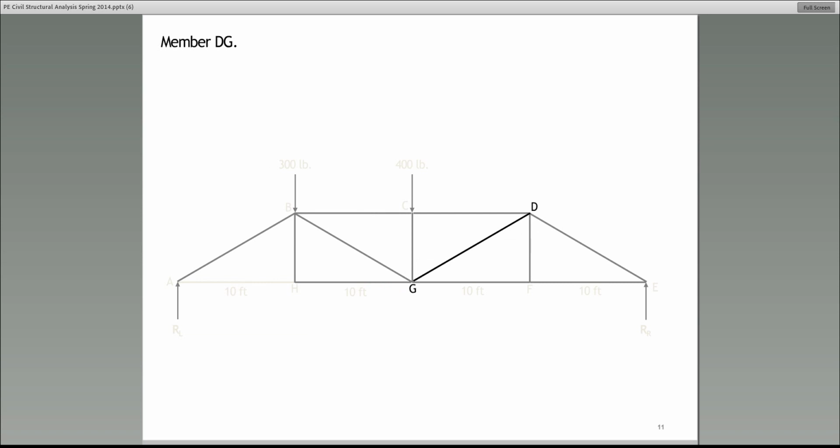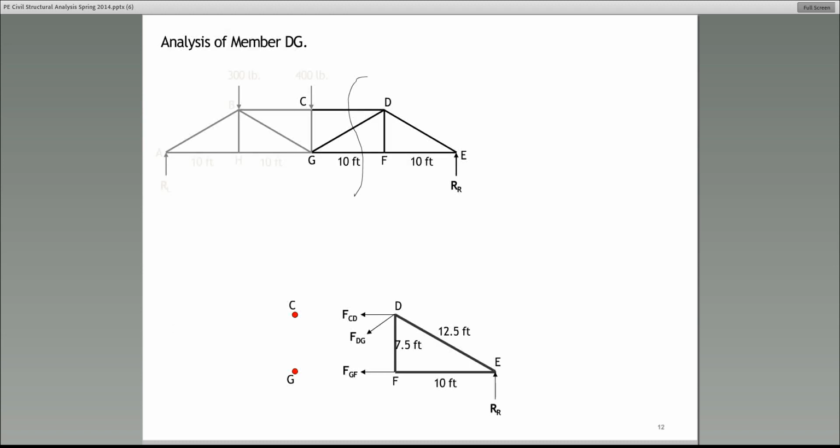Now let's move on to member DG. Next, I want you to help me, please, find the force in member DG, which is that diagonal. Which method would you use? Sections or method of joints? Method of sections would be the ideal one.